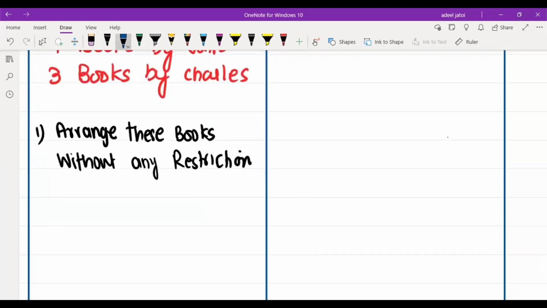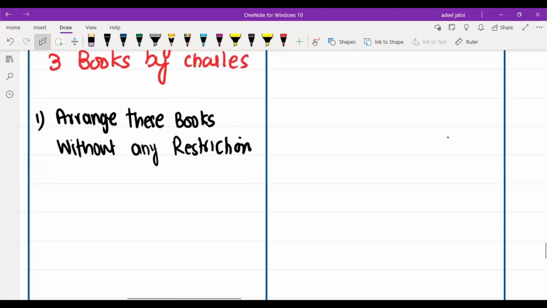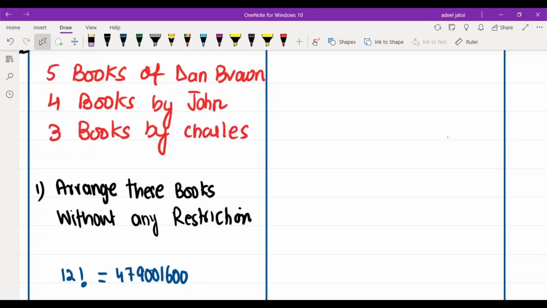When we are arranging these books, we know that 5 plus 4 is 9, 9 plus 3 is 12. So we have 12 books. So there should be 12 factorial. 12 factorial is 479001600. So this should be 12 factorial for the arrangement of 12 books.